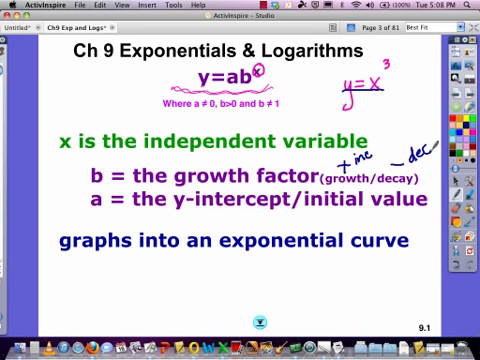So in a real-world problem, if I say, hey, the population was 30,000 people in the year 2000, what can we expect the population to be after a constant growth over time? What can we expect it to be maybe in the year 2015? The graphs of these exponentials are called exponential curves.